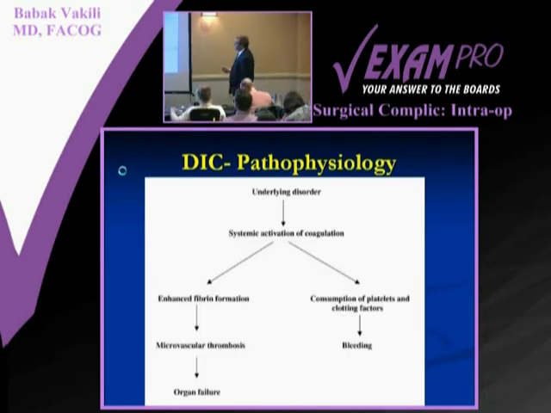Pathophysiology: you have some kind of underlying disorder, one of those things I talked about. It results in systemic activation of coagulation, which then becomes dysfunctional. You have consumptive coagulopathy, you start chewing up your platelets and clotting factors, and eventually you get into bleeding at the same time that those platelets and clotting factors are being used to create microvascular thrombosis. So you get end organ disease while you're bleeding. The end organ disease is because of clotting.